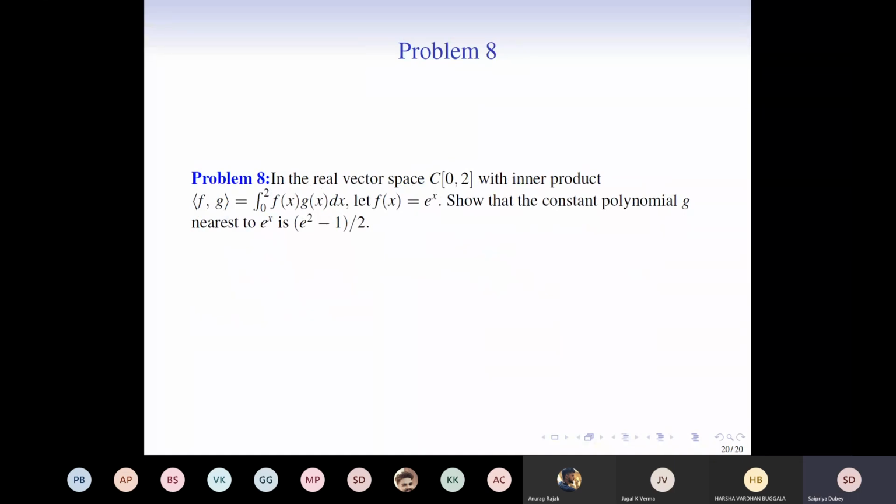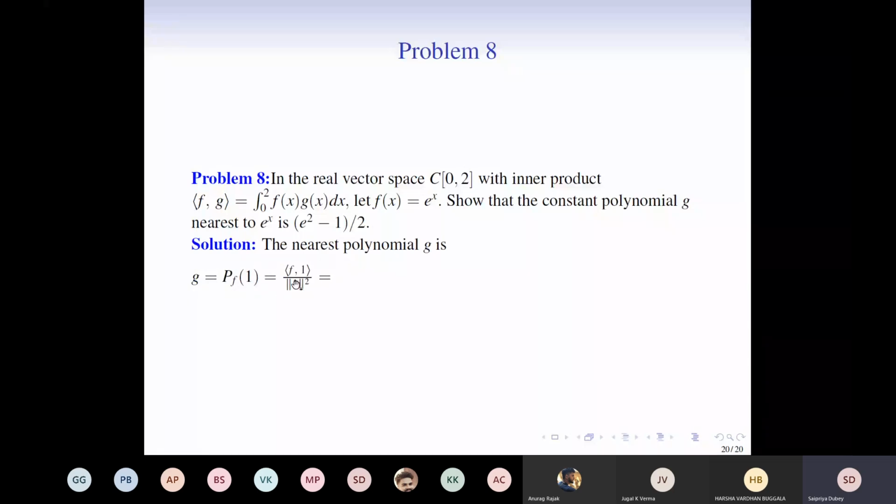Next, we have the last problem in this sequence. Here we have the real vector space C[0,2] with inner product defined this way: the integral from 0 to 2 of f(x) g(x) dx. Let f(x) be equal to e to the x. We have to now show that the constant polynomial g nearest to e to the x is equal to this. We know the formula for how to calculate the constant polynomial which is nearest to a function. It is given by this, right?